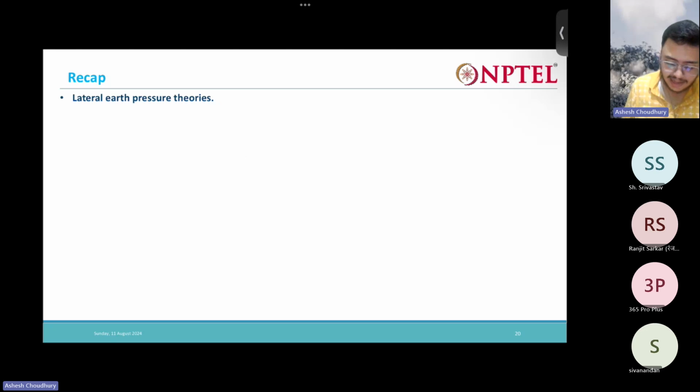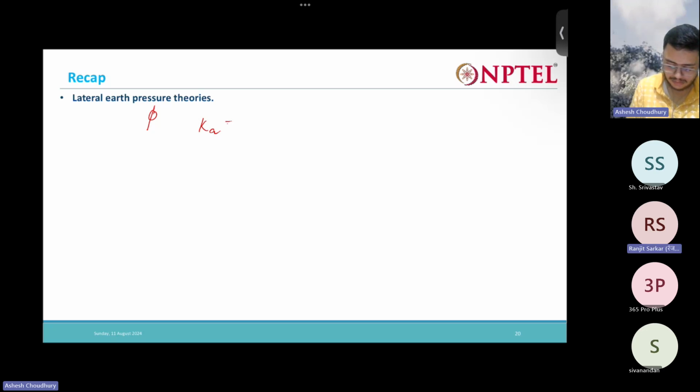Now, lateral earth pressure theory. This we already solved in the first class. We solved some problems. Today also we will be solving some of the more basic problems just for the sake of revision. So for a soil having friction angle phi, what is the active earth pressure coefficient Ka? What is the formula for Ka?